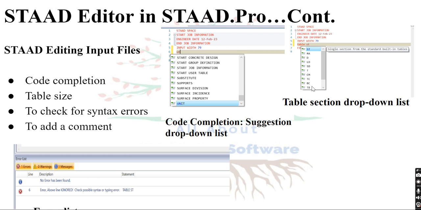Next is to check for syntax errors. Select the check syntax tool in the tools group, and a message opens to indicate if no errors are detected. There is a tick mark option in the STAAD Pro editor file, and if we select that, the software itself will check if there is any error. If there is no error, it will show like this. Error list: zero errors, zero warnings, one message.